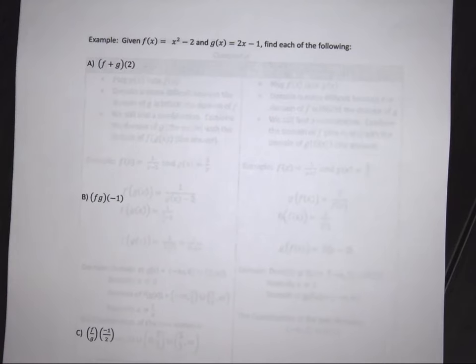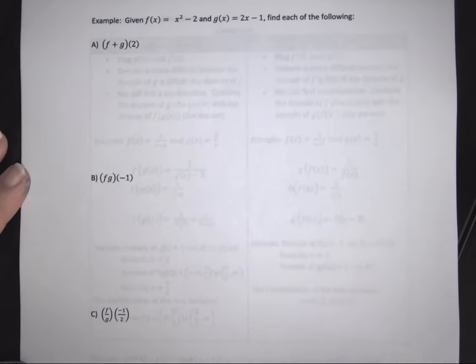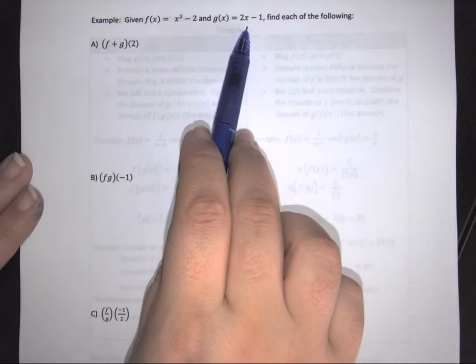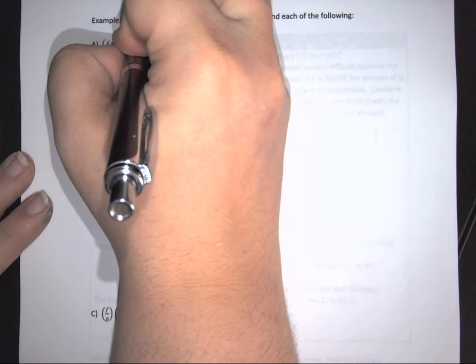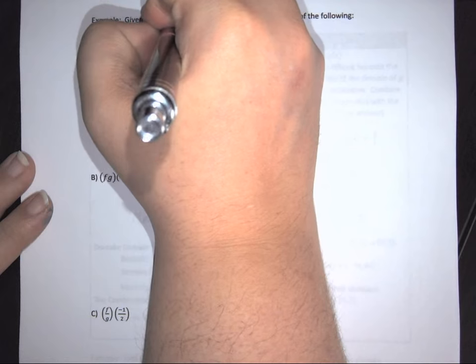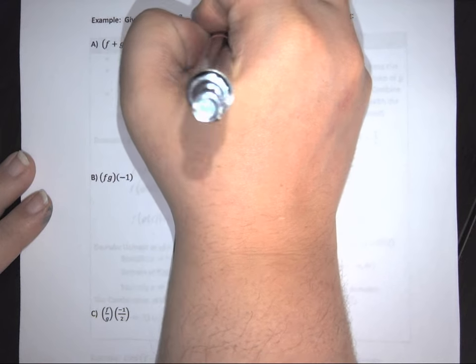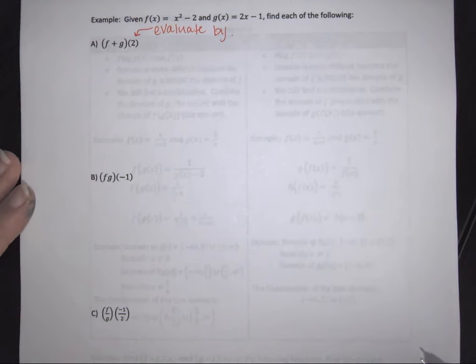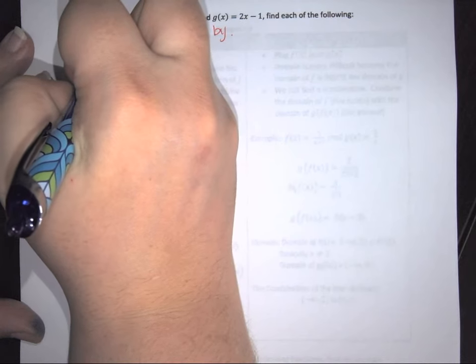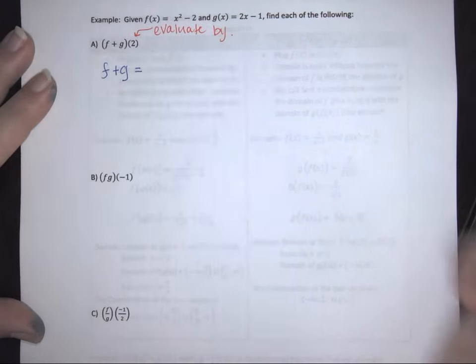Now what happens if I ask you to evaluate by something other than the x value? Okay? So here I've got 2 functions, but notice in this first one right here, this is my evaluation term. This is what I'm going to evaluate by. And notice in this instance, it's a number. Since you're evaluating by a number, a number answer you will get. So here again, we're going to look at f plus g. That's where you have to start.